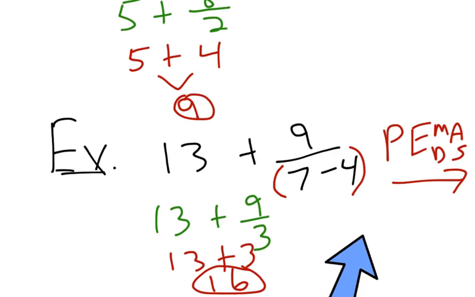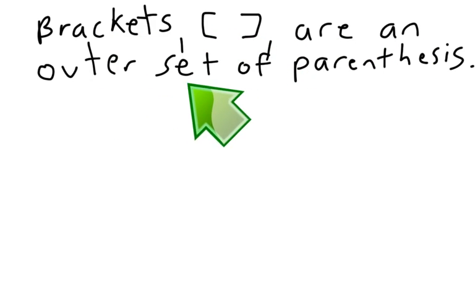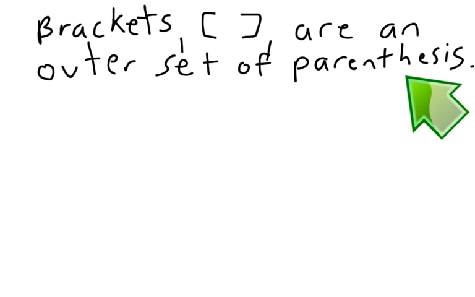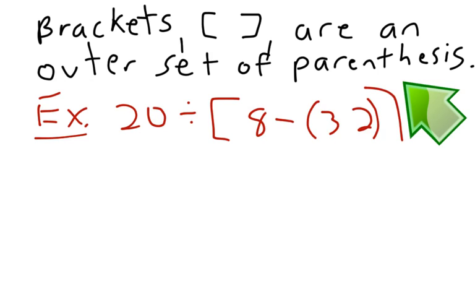All right, the last topic we're going to cover is brackets. And brackets are just another way of writing parentheses. So brackets, denoted by this symbol, are an outer set of parentheses. So let's say you had 20 divided by brackets 8 minus parentheses 3 times 2. Close the parentheses and then brackets. What would you do first here?